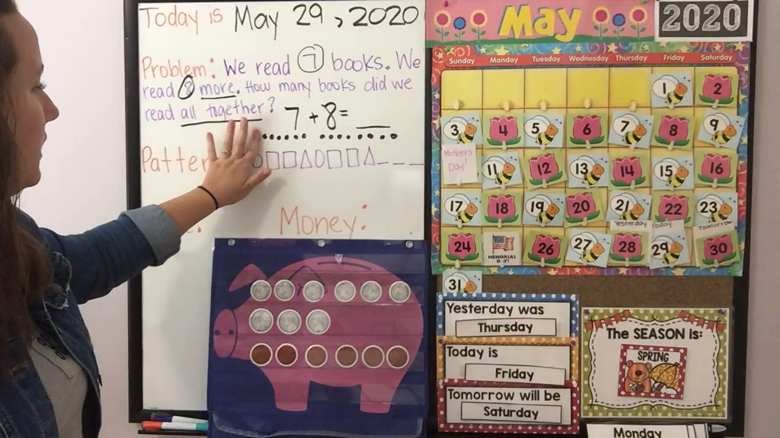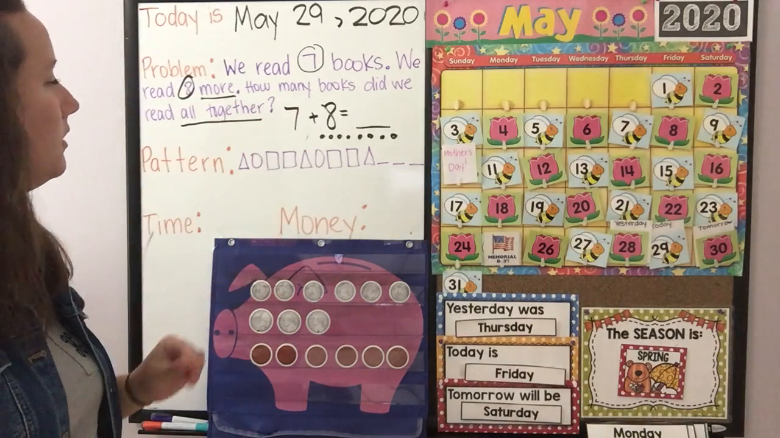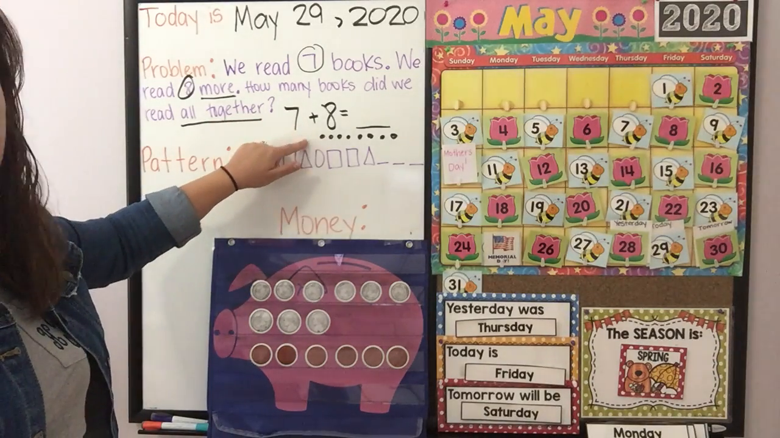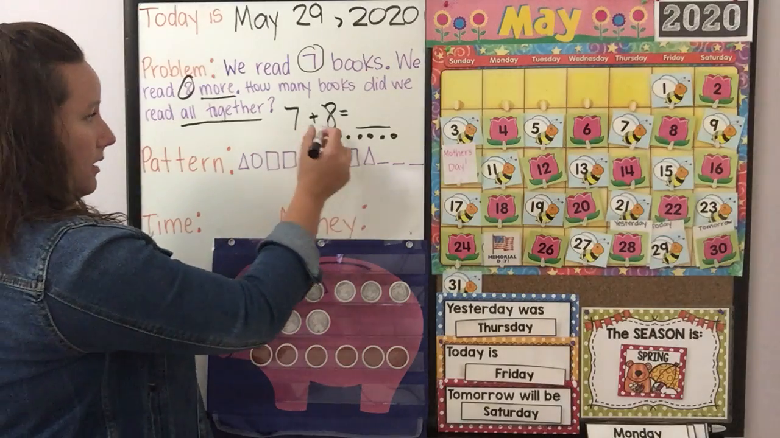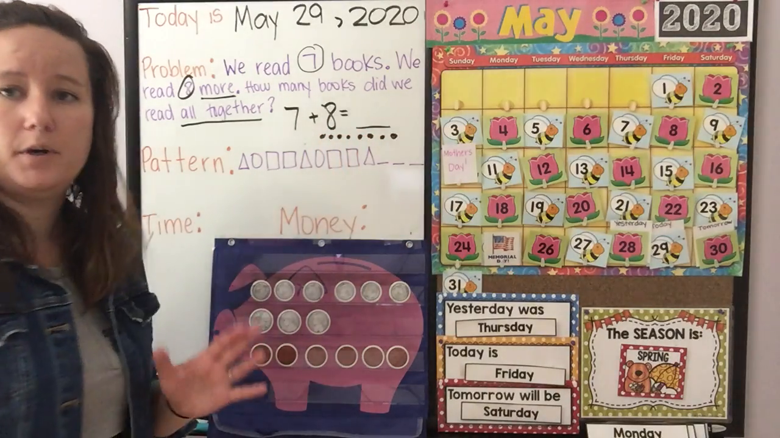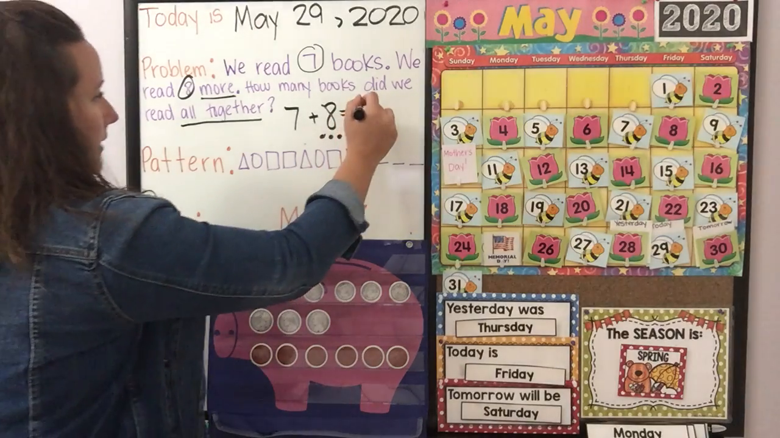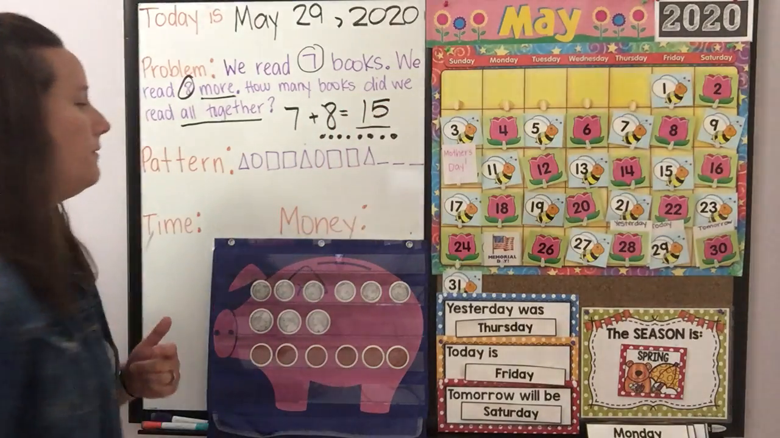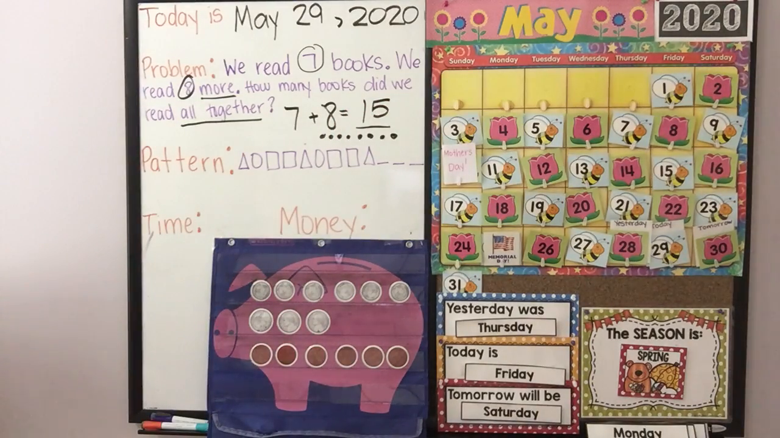Or if you wanted to only draw the dots for 8, you know you're starting with 7, right? So you could say 7, 8, 9, 10, 11, 12, 13, 14, 15. So all those ways, I got 15. So we read 15 books altogether. 7 plus 8 equals 15.